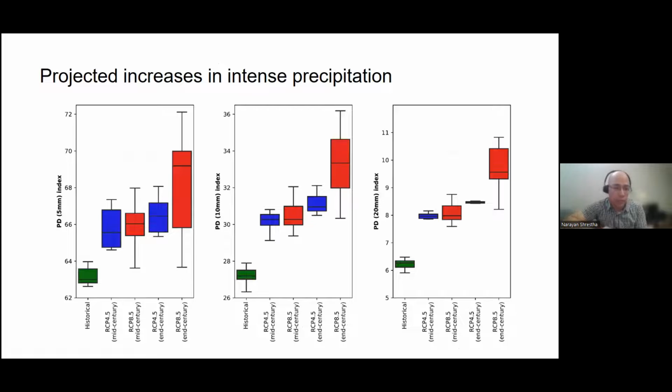Here, to support that argument, we have precipitation days (PD) with precipitation accumulation of more than 5 millimeter, 10 millimeter, and 20 millimeter. What we have observed is increases in the precipitation days with a specific amount of rainfall totals, especially for the higher rainfall, 20 millimeter. The increments are almost double for RCP 8.5 and in the end-of-century period.